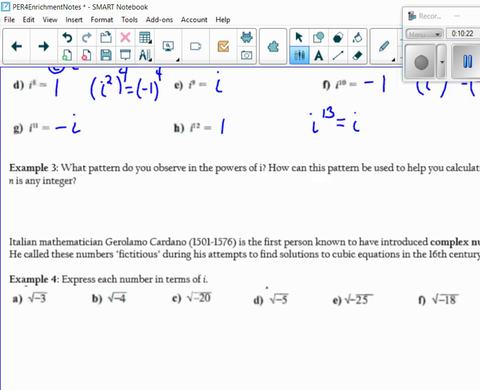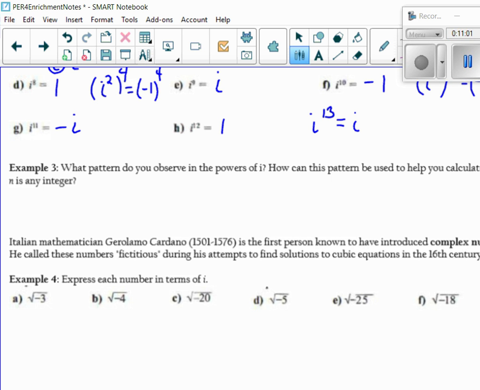Okay, so now here's an application of where we're going with the complex numbers. Italian mathematician Girolamo Cardano, 1501 to 1576, is the first person known to have introduced the complex numbers. He called these numbers fictitious during his attempts to find solutions to cubic equations in the 16th century. So the way we do this now is we need to figure out the square root of negative 1.